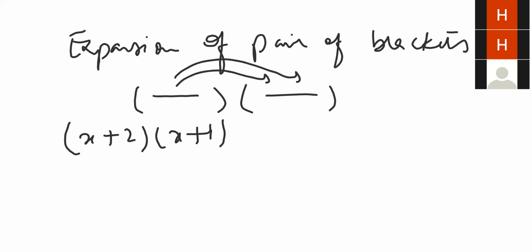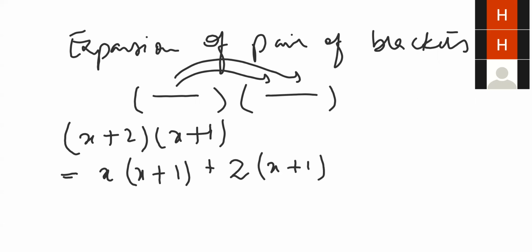Now, how you're going to do this is, since you are supposed to multiply each term in your first bracket with each term in your second bracket, we're first going to simplify this expression and write it as: we'll take the first term of the first bracket, that is x, then we'll take the second bracket again, and then we'll take the second term of the first bracket, which is plus 2, and then we'll take the second bracket again. Do you understand that?